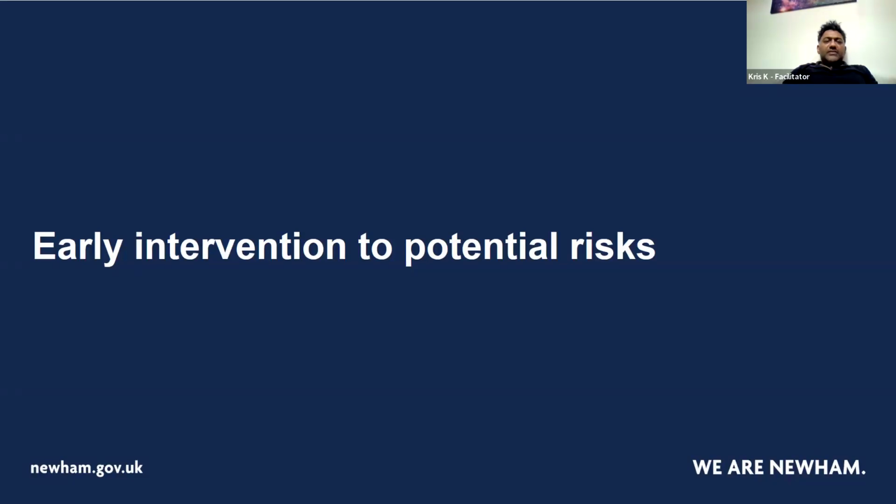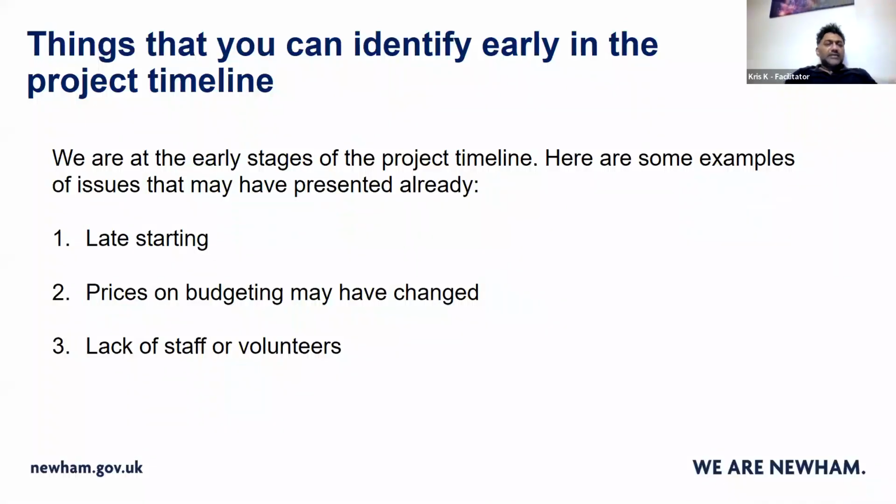So, early intervention to potential risks. We're just going to look at a couple of examples where there may be some risks and some of the early interventions that you could put in place. So in the example, we're at the early stages of the project timeline, and here are some examples of issues that may present themselves already.